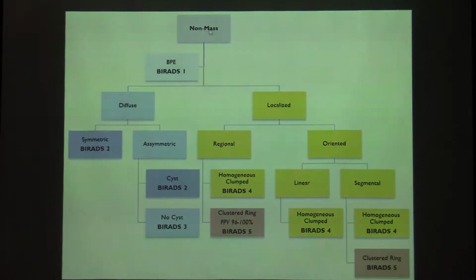So if you have a non-mass localized oriented to the nipple, it could be a linear enhancement. If it's homogeneous or clump, the positive predictive value is something like 14%. So this is BI-RADS 4. If it's segmental, homogeneous or clump, this is BI-RADS 4. If there is a clustered ring, you have about 5 lesions. So clustered ring is like spiculated for the mass. When you have that, this is BI-RADS 5.